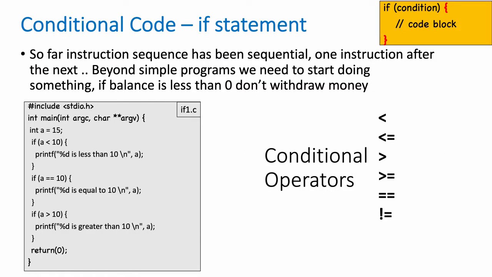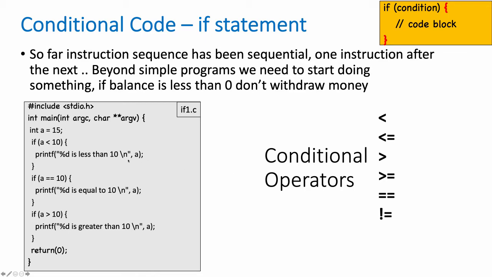So now let's look at some conditional code. The first thing, the if statement, widely used, of course. If the strain is less than a certain amount, do this, otherwise do something else. The way we do it is we put the if statement, we've got some condition, and then we have some code block. So here's an example, a equals 15. If a is less than 10, it's going to do this. If a is equal to 10, it's going to do this. And then if a is greater than 10, it will do this. And here are the conditional operators that are available to us.